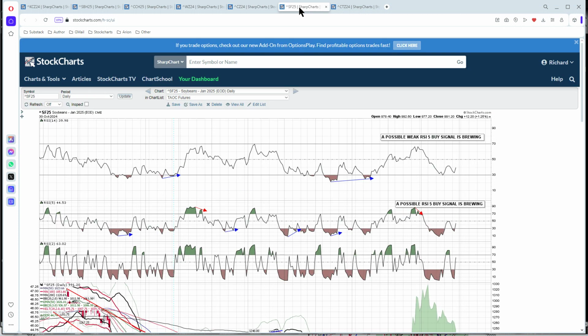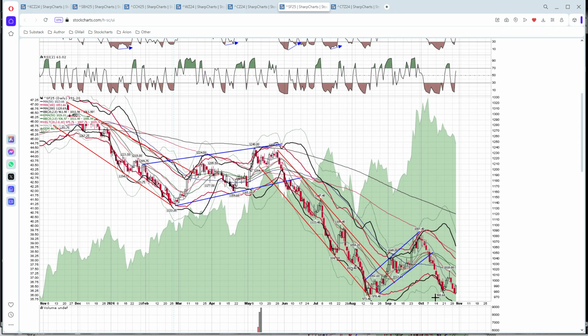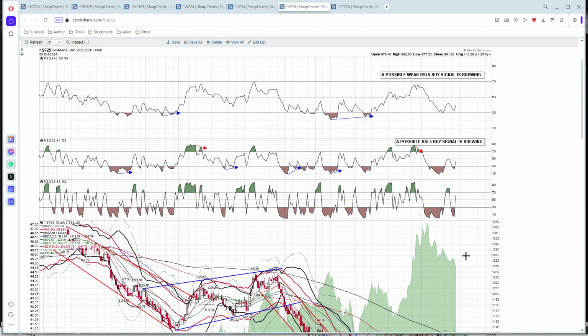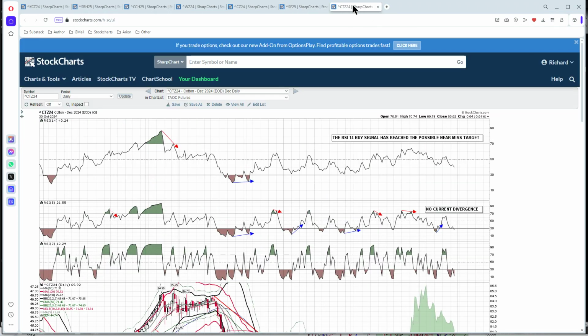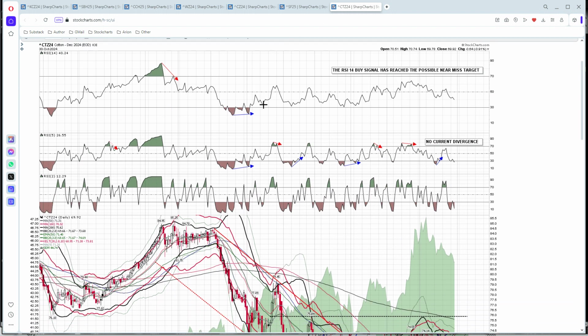We will see. On soy, we've got a nice looking short-term double bottom here, and potentially a larger double bottom, although that would be improved for me if we actually went down and did a full retest of 97340. But this is potentially a very nice looking double bottoming setup. We've got a possible RSI 5 buy signal brewing. We've got a possible weak RSI 14 buy signal brewing. I like it. I think we might be about to see a major reversal in grains, and we'll see how that goes.